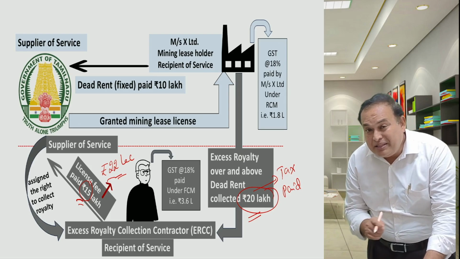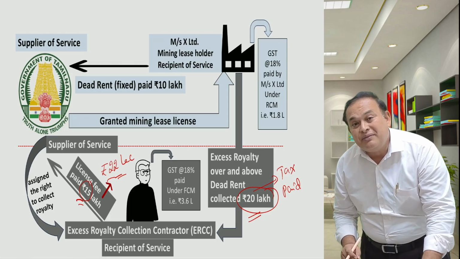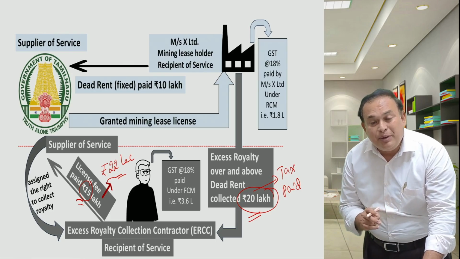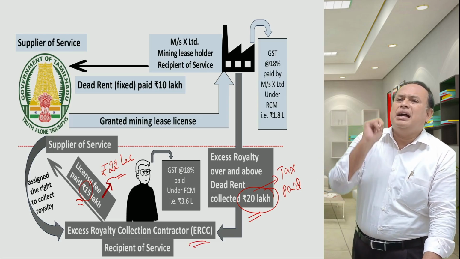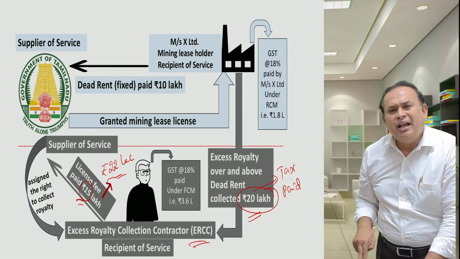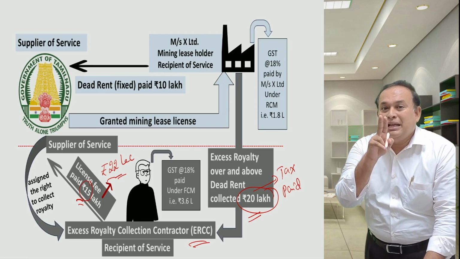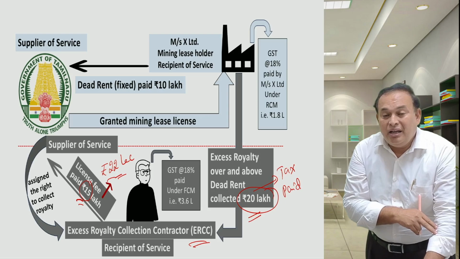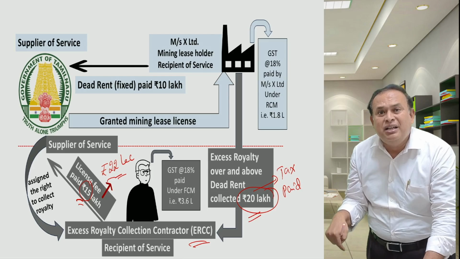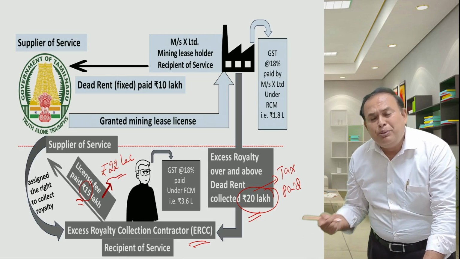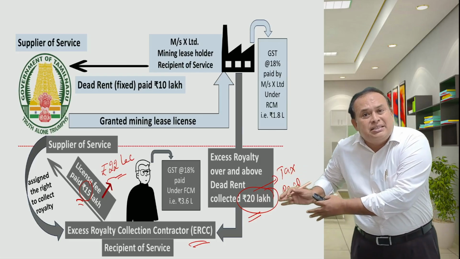The difference, how much is it here? 2 lakhs, where the supplier of service is the state government and the recipient of service is ERCC. Resultantly, for the 2 lakhs, who is liable to pay GST? Supply is by the state government. License paid 22 lakhs. But he collected the royalty itself, how much? Excess royalty collected, 20 lakhs collected. Pay the GST. That means out of 22 lakhs of license fee, 20 lakhs taxed.